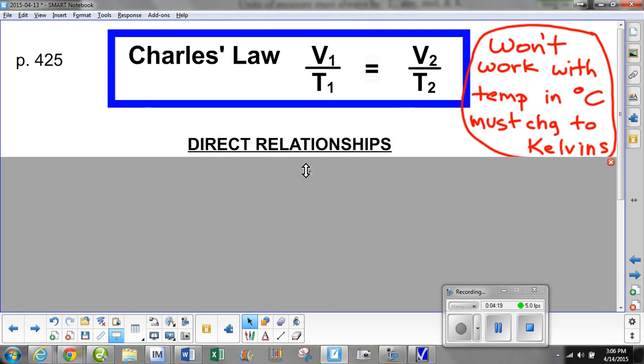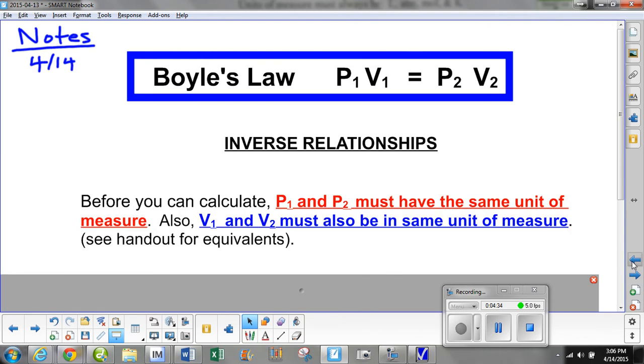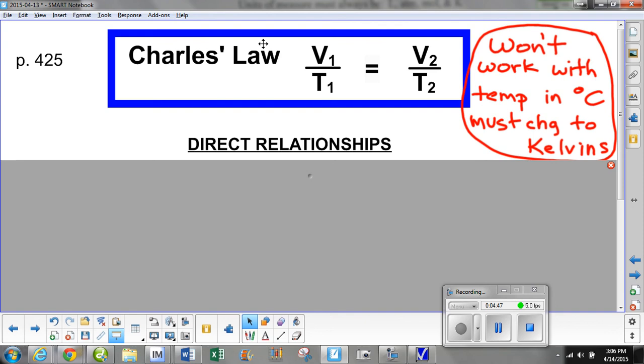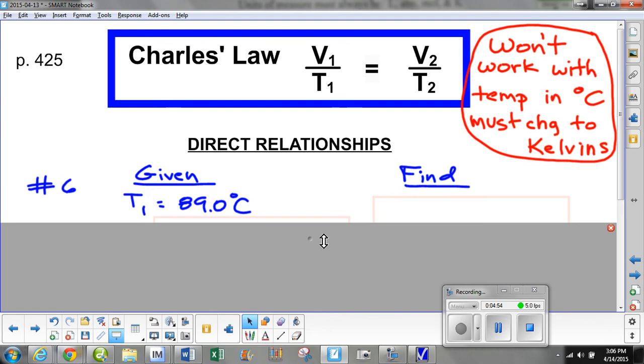So this particular law is a direct relationship. Direct means that the two kinds of variables are fractions. Let's look back at Boyle. Notice the difference? They're side by side. They're not fractions. This is the inverse, and this is the direct type of relationship. That holds for all the gas laws.